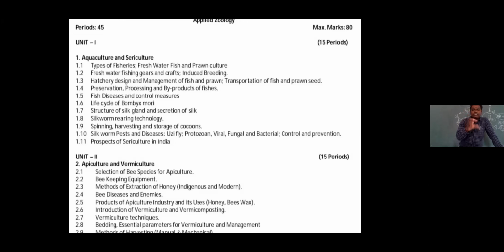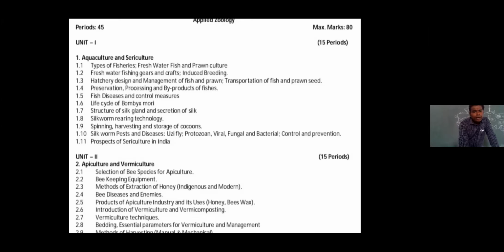And then there are tussar silks. So silks are mainly 2 types: one is mulberry silk, and the second is non-mulberry silks. Mulberry silk is prepared from mulberry plants. The non-mulberry silks are tussar, eri, and muga also.